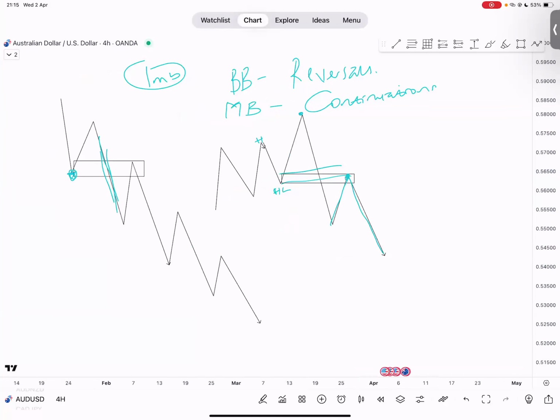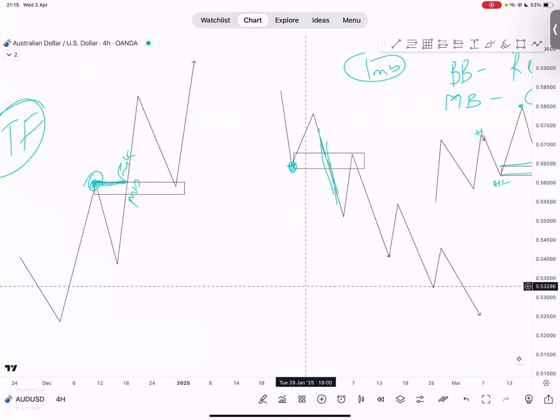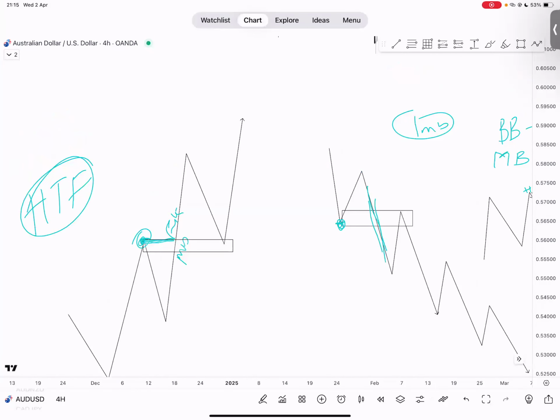But these mitigation blocks, what do? They continue trends, right? Price breaks through a previous high with an FVG, and then what do you anticipate? That it comes back to that point as what? A key level, mitigate it, and continue that trend. So you have to remember that mitigation blocks do what? They continue, they don't reverse. Okay, they don't reverse.